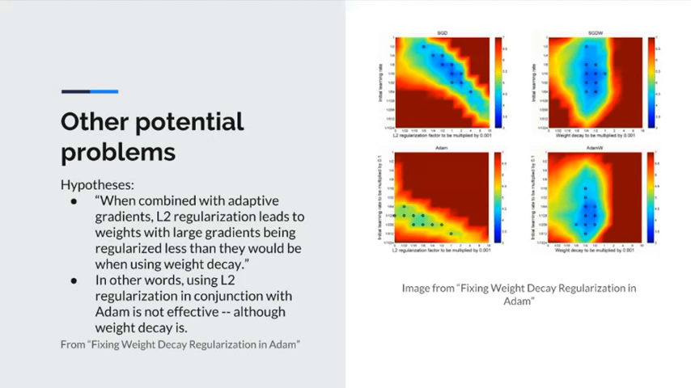When combined with adaptive gradient methods, L2 regularization leads to weights with large gradients being regularized less than they would be when using weight decay. Weight decay is the original formulation of an L2 penalty, where instead of adding a component to the loss term, weight decay simply subtracts a fraction of the weight at each gradient update. Using L2 regularization in conjunction with Adam is not effective, but using weight decay in conjunction with Adam is. So they propose a modification to the Adam algorithm that does exactly this. And they show that the resulting model is less sensitive to hyperparameters and finds flatter minima.